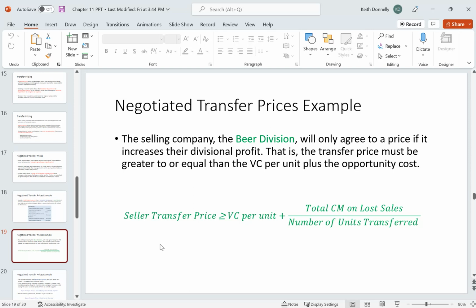Okay, so given those facts, the selling company, that is to say the beer division, they're the ones selling the items. It's only going to make sense for them to sell this if it increases their divisional profit. In other words, they're not going to sell this thing at a loss. So the framework for this, the equation, is that the transfer price must be greater than or equal to the variable cost per unit plus the opportunity cost. That is to say the total contribution margin on lost sales over the number of units transferred.